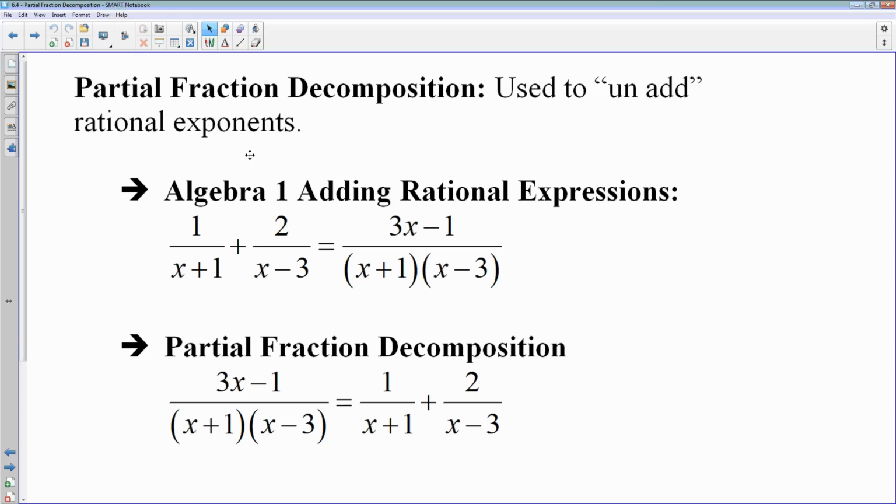That's not supposed to say exponents. Hang on a sec. There. Rational expressions, not rational exponents. So it's used to unadd rational expressions.